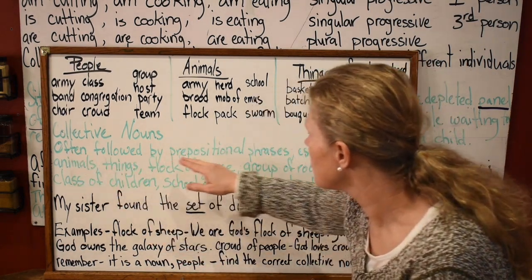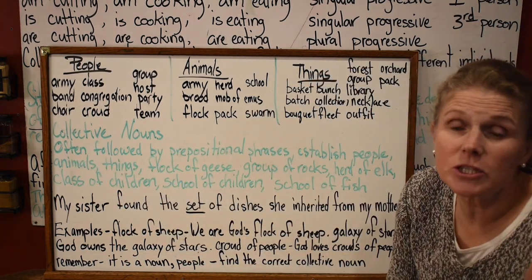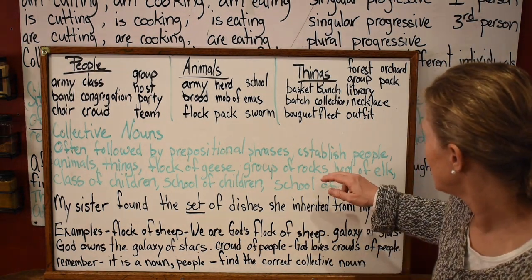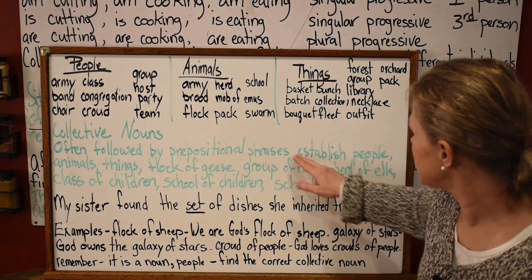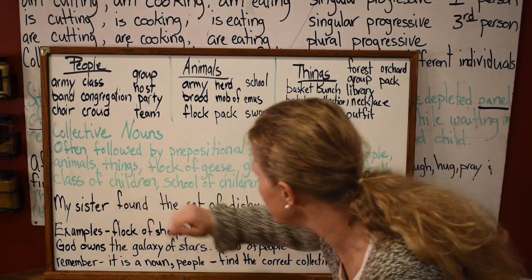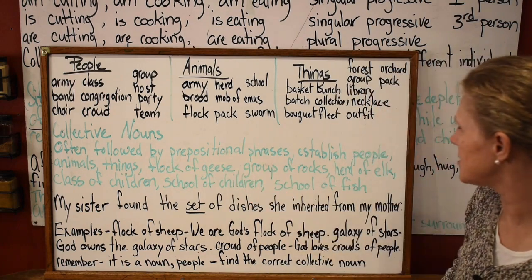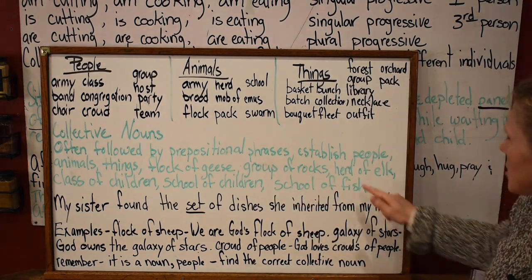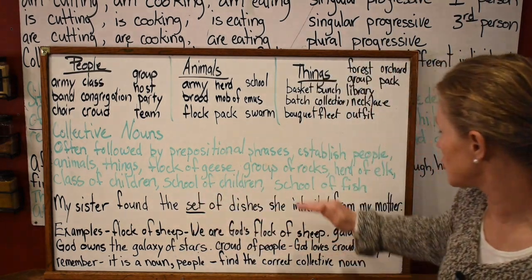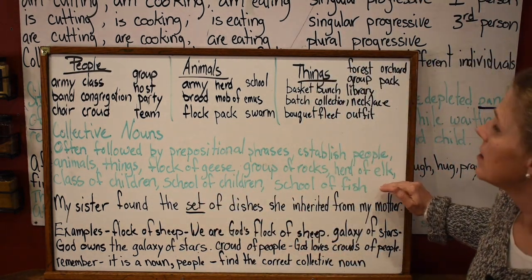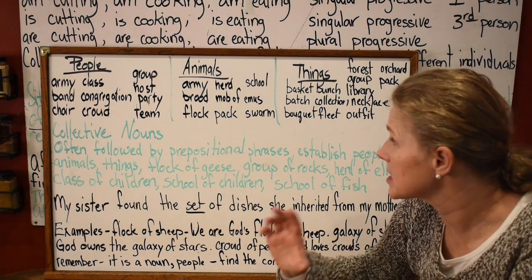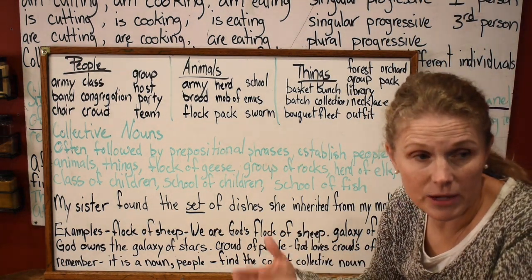Collective nouns are often followed by prepositions, and most of the time you're going to see them with the word of. And it establishes the people, the animals, the things, like a flock of geese, a group of rocks, a herd of elk, a class of children, a school of fish. They will have prepositions to explain what the collective noun actually is.